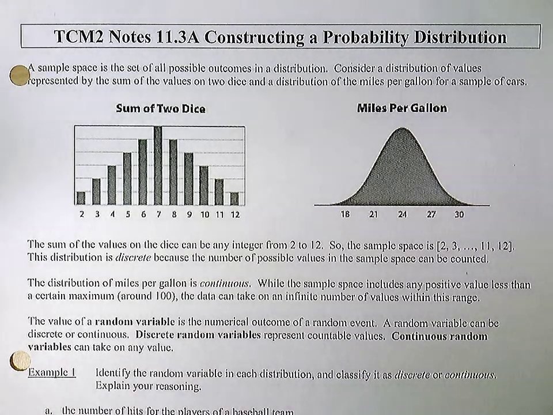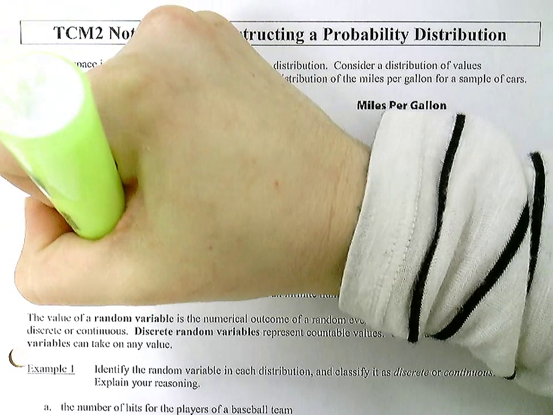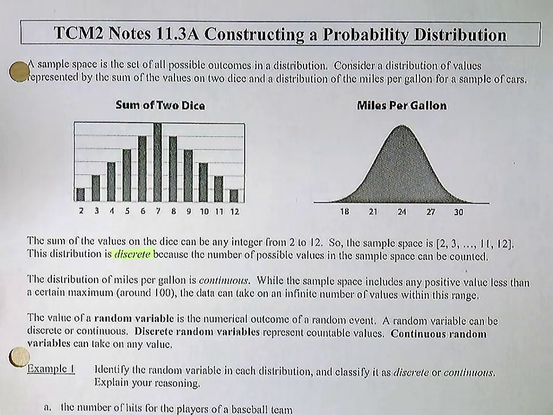The sum of the values on the dice can be any integer from 2 to 12. So the sample space is 2, 3, 4, everything up until 12. We will have to be able to find that when we move on in some of our examples. This distribution is discrete, okay, because the number of possible values in the sample space can be counted. So when we can count how many, or count that sum, it is called discrete, it is finite.